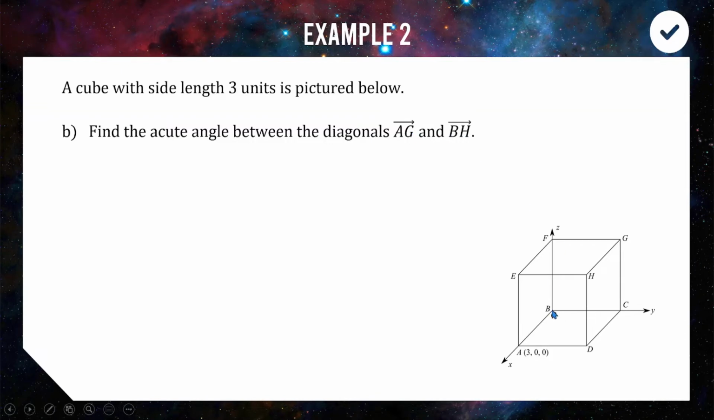So from B here up to H, which is 3 on the X, 3 on the Y, and 3 on the Z. Now, because BH is a vector that's starting from the origin, that means the vector BH will just correspond to the coordinate H, which is 3, 3, 3. Imagine we're just doing 3, 3, 3, take away 0, 0, 0. So we're going to get AG from before, and we'll have BH as our vector from the origin to H.